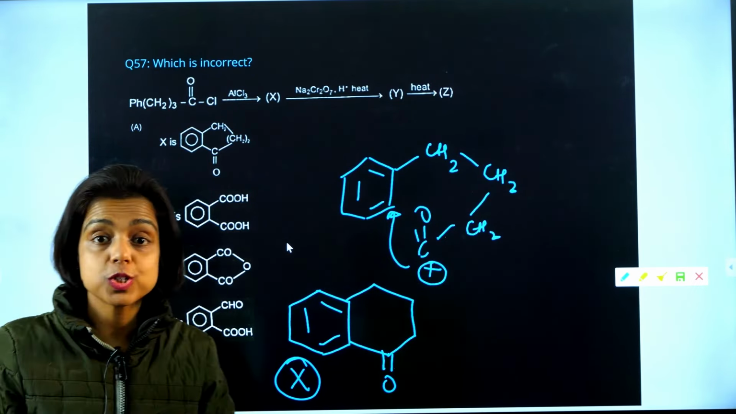Now on heat, you have 2 carboxylic acids here, so they will lose water. They will lose water on heating and make an anhydride, right? So A, B, C are correct. We don't get D. So the incorrect one is that Y is D. Very easy to figure out, the answer is D, right? So D is the answer, guys.